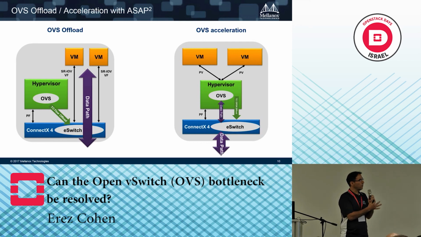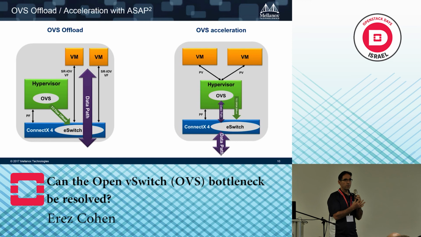But in general, we offload all the flows from software to hardware. This is one use case. This is the full offload. The second use case is OVS acceleration.